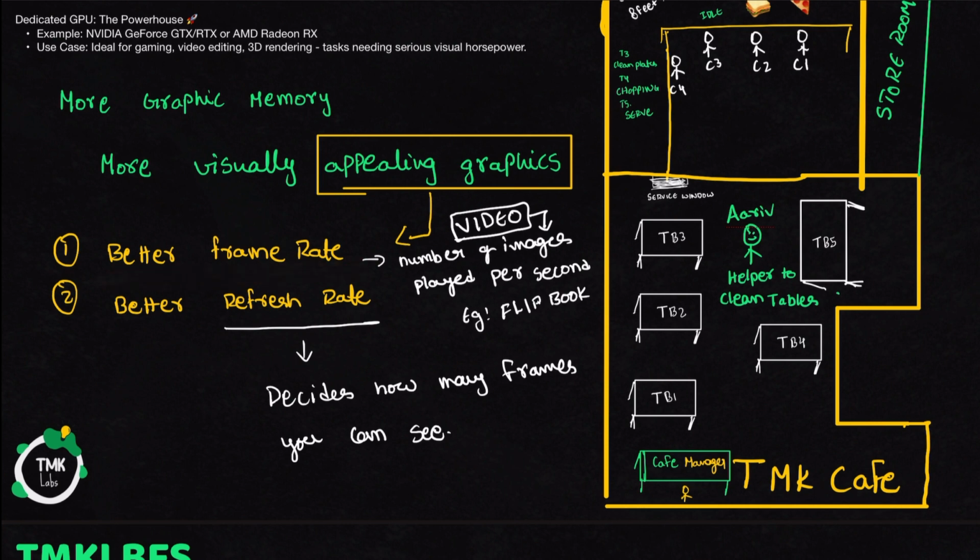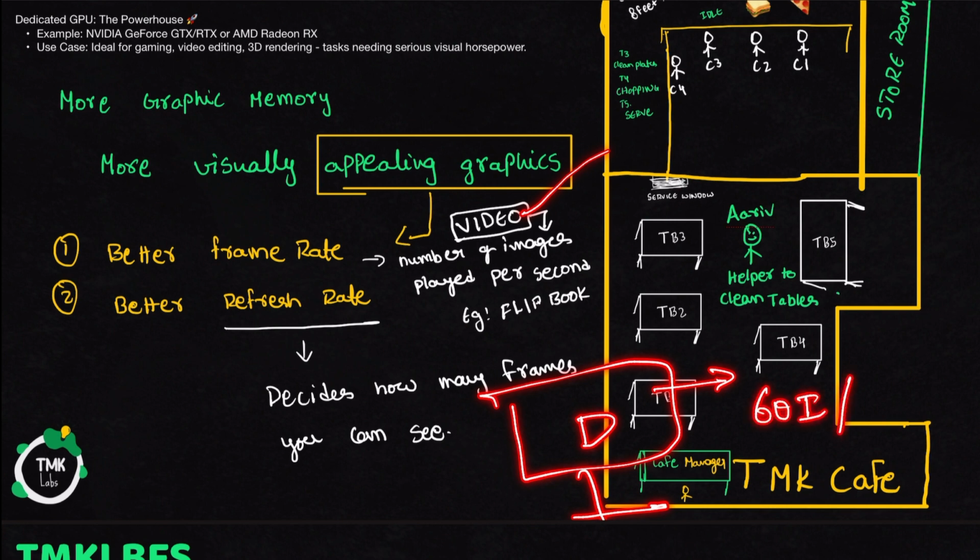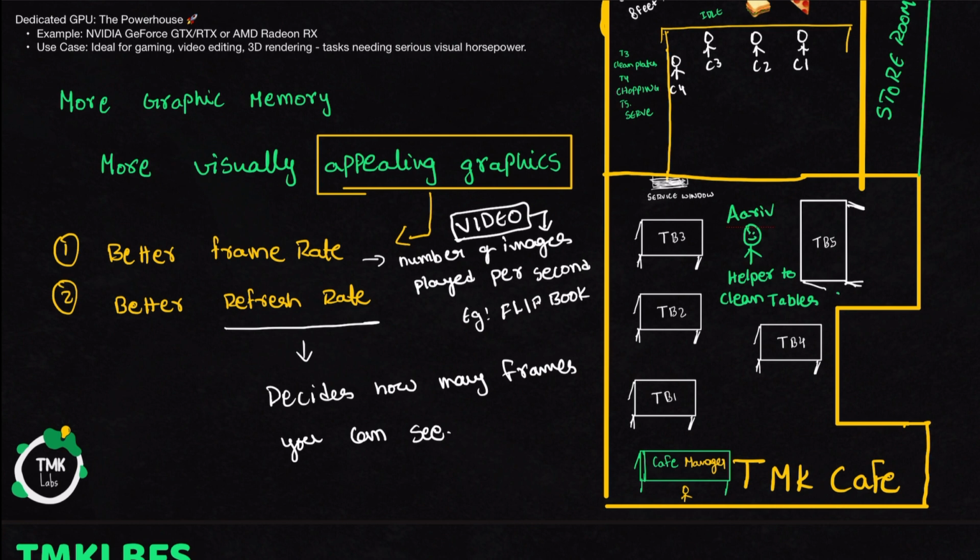Have you ever seen the movie Taare Zameen Par? The kid scrolls through a book where it plays some sort of story, and that is nothing but frame rate. It is simply the number of images played per second, like a flip book, and that's nothing but a video. When you play a movie on your laptop or desktop, if it is passing 60 images per second, then it becomes a video. And here you can say the frame rate is 60 frames per second. This is 60 fps.